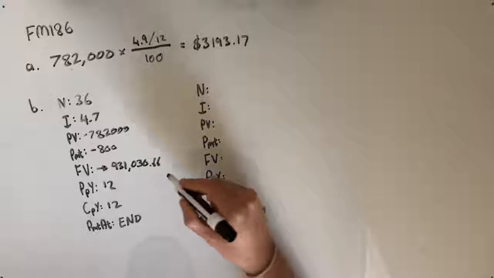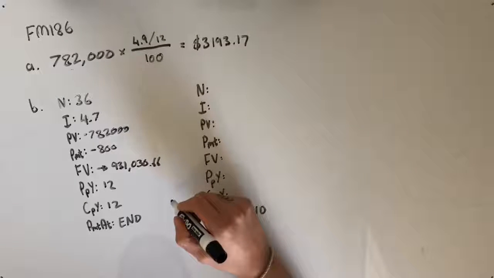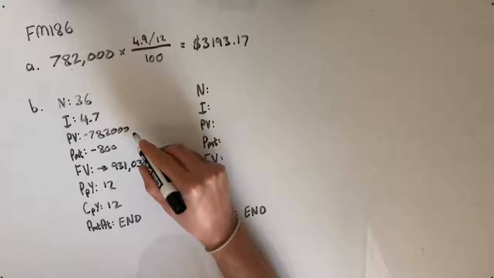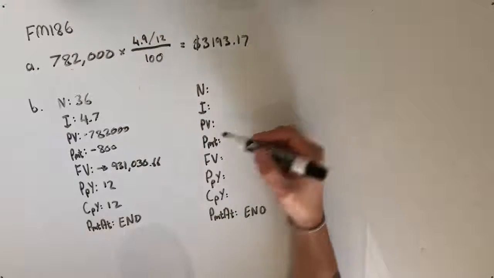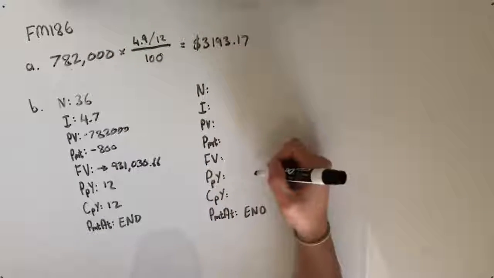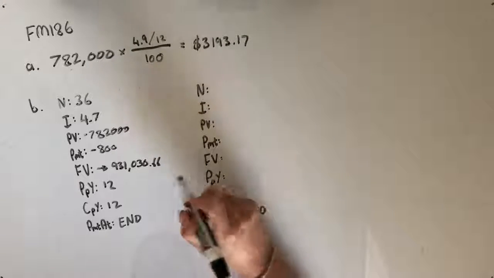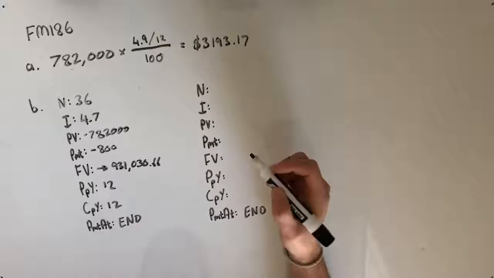So what we've done here is figured out that after 3 years of Mr. Nightcat invested $782,000 at an interest rate of 4.7%, and each month he's making extra additions of $800, he will have $931,000 in his account at the end of that.